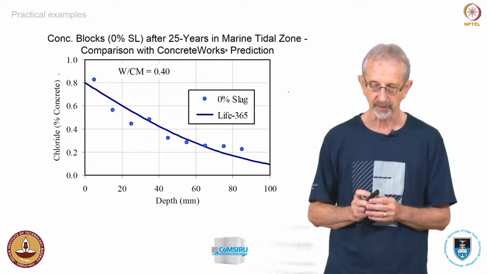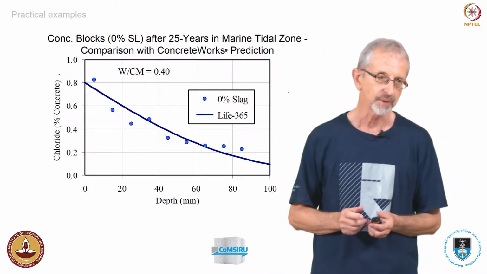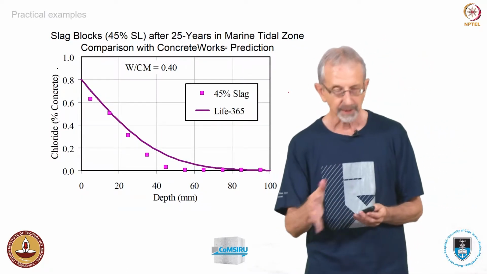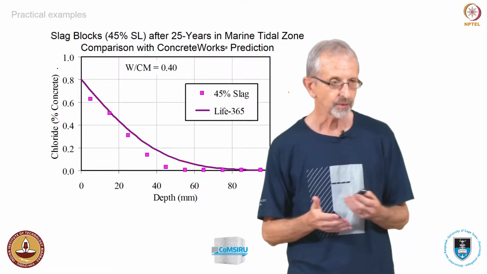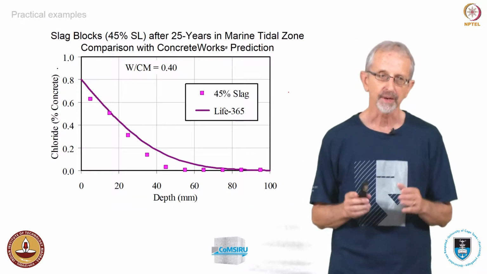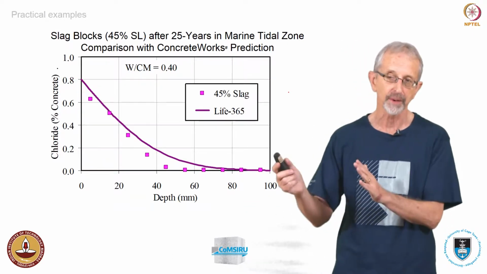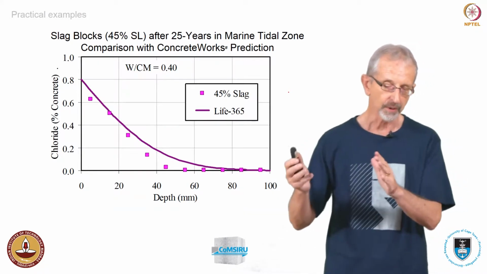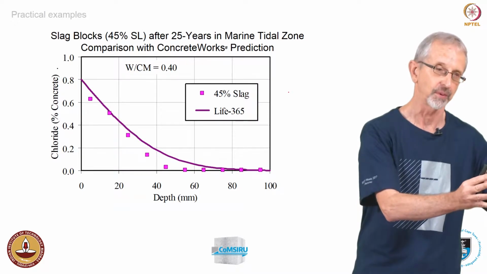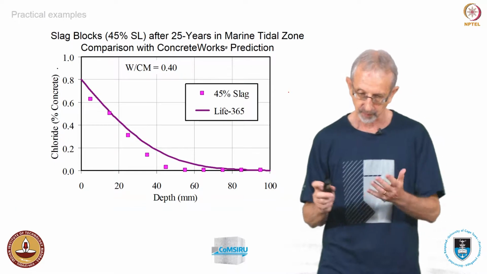Here are concrete blocks after 25 years with no slag in them, and you can see that the model is predicting reasonably well. And then for slag concretes, you would expect a steeper profile, and there too the model was doing reasonably well. So these are very simplistic examples, but the model was not calibrated by this data. It was calibrated by other data. And of course, when you have a model that's calibrated by certain data and then you apply it to new data, that's the real test of a model. Can it work with data that has not been used in its own formulation?